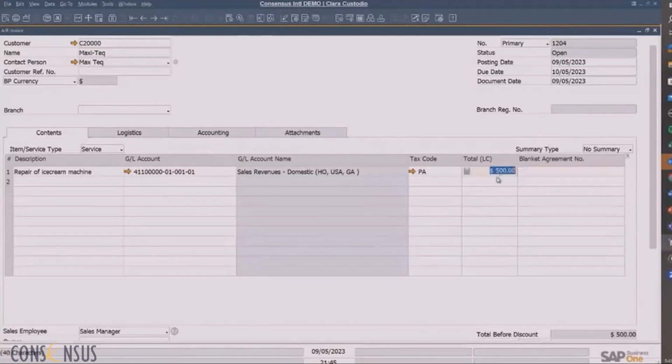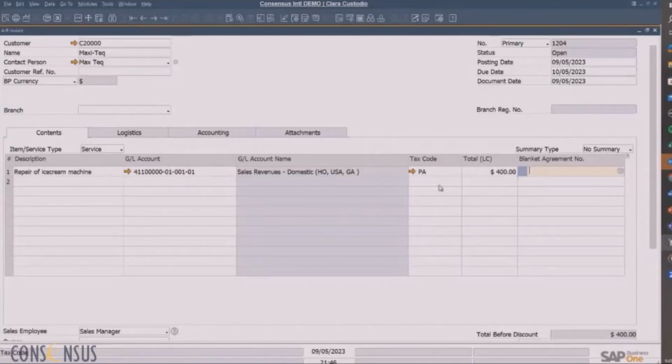Oh no, we were wrong. No, it wasn't 500. It was really 400. This is what we agreed. I want you to be aware that when you work only with the column total on a service invoice, the first price that you type into this column is going to be considered by SAP the unit price for whatever description you have put into the invoice.